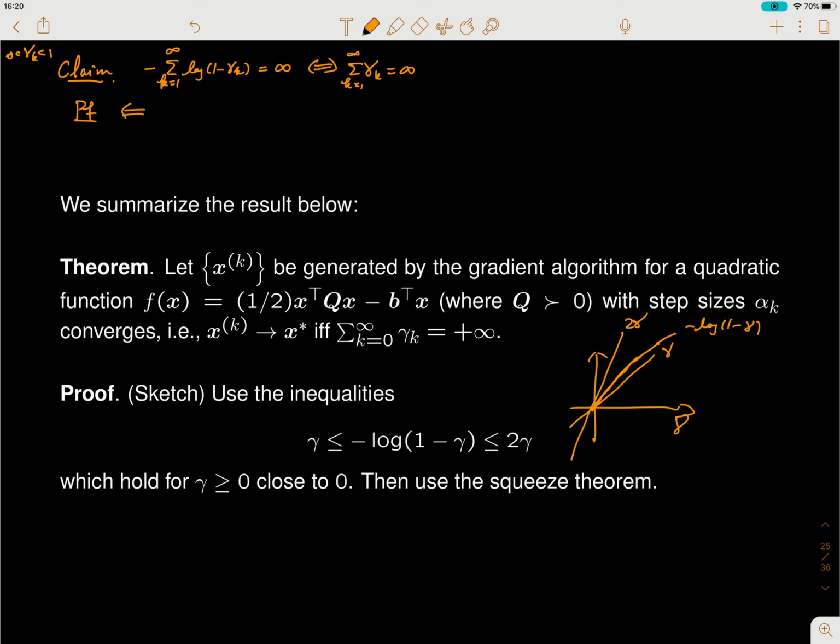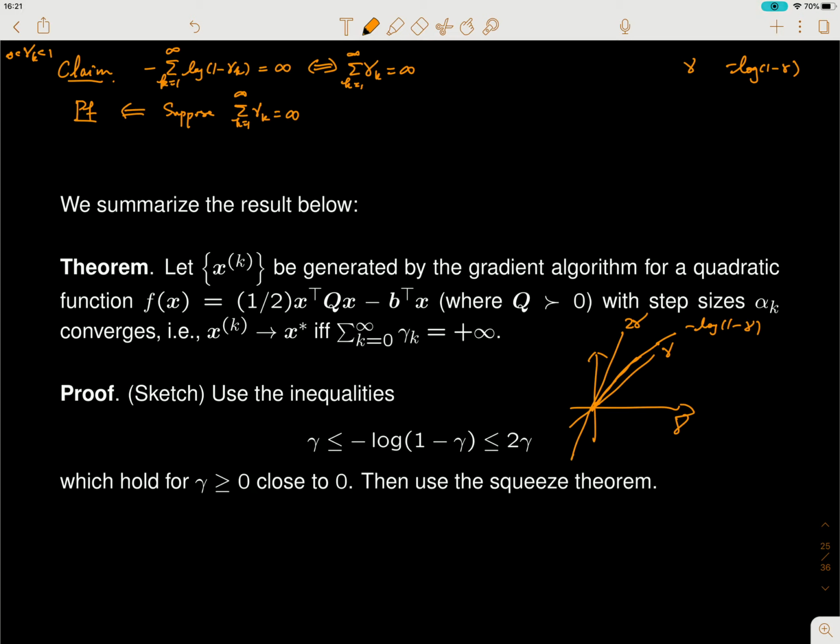Okay, suppose that the sum of gamma k is infinity. Then we can check the relation between, let me put a scratch paper here on the right, let me compare gamma and negative log of 1 minus gamma. Remember, gamma is between 0 and 1.